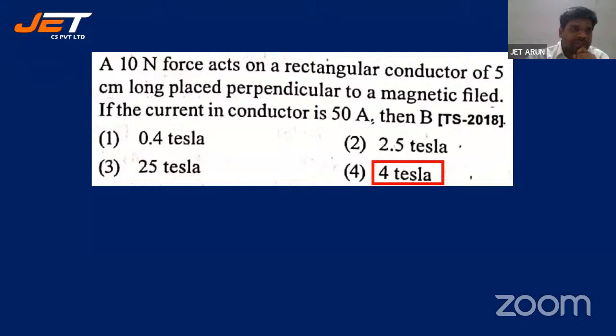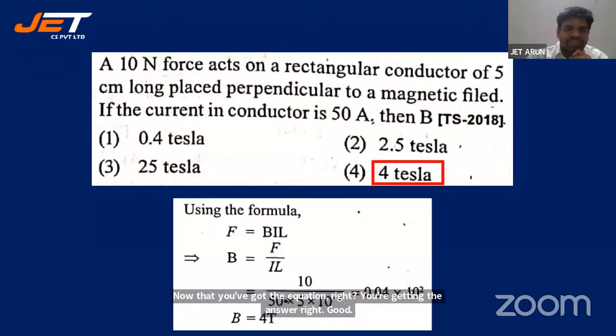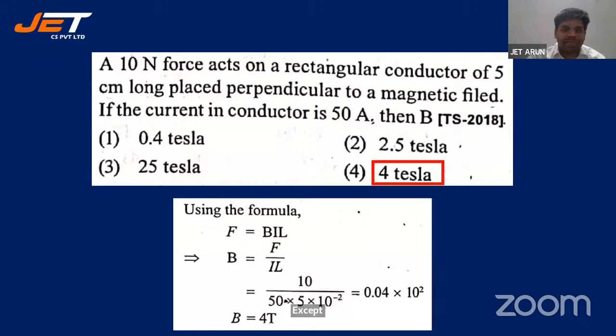Okay. Now that you've got the equation right, you're getting the answer right. Good. Excellent, students. Here is the solution. F is equal to BIL, B is equal to F by IL, and then you have simple math. B is equal to 4 Tesla.